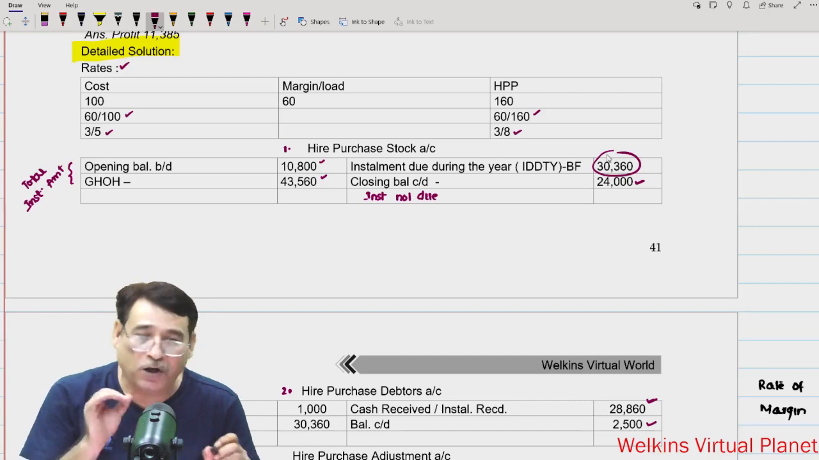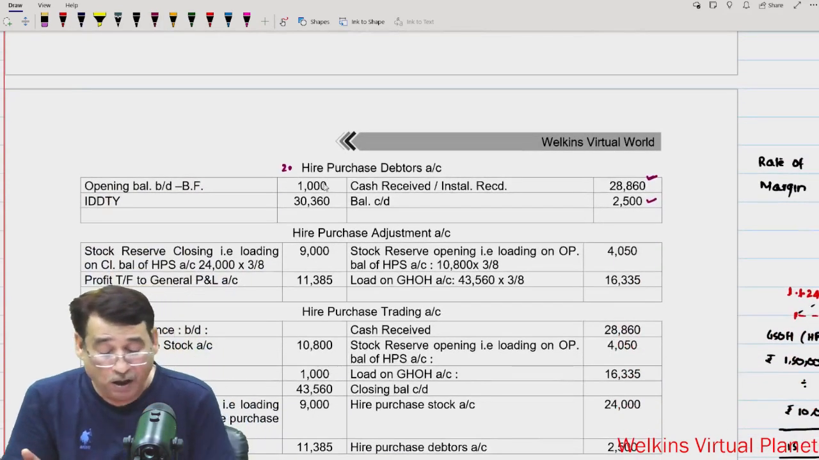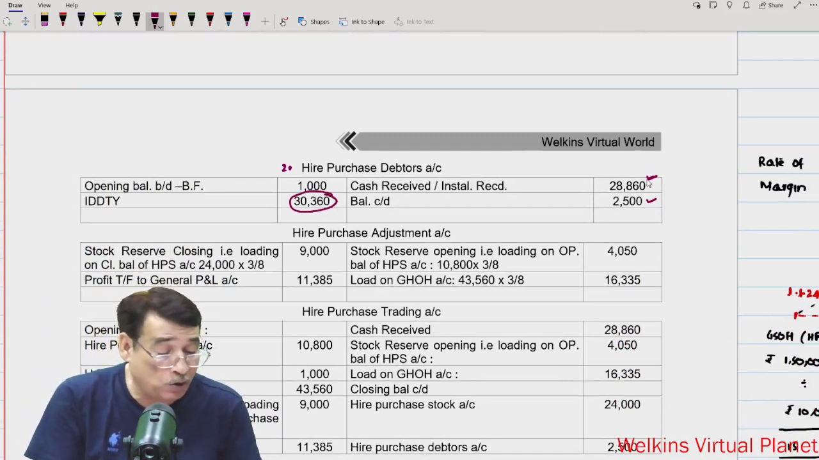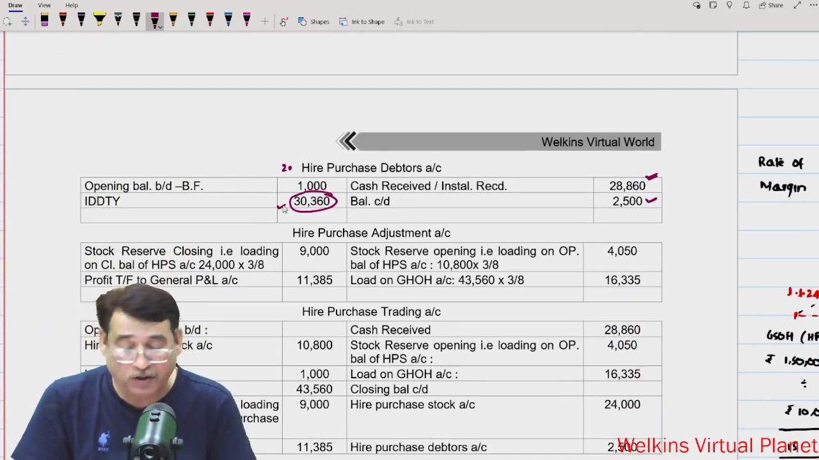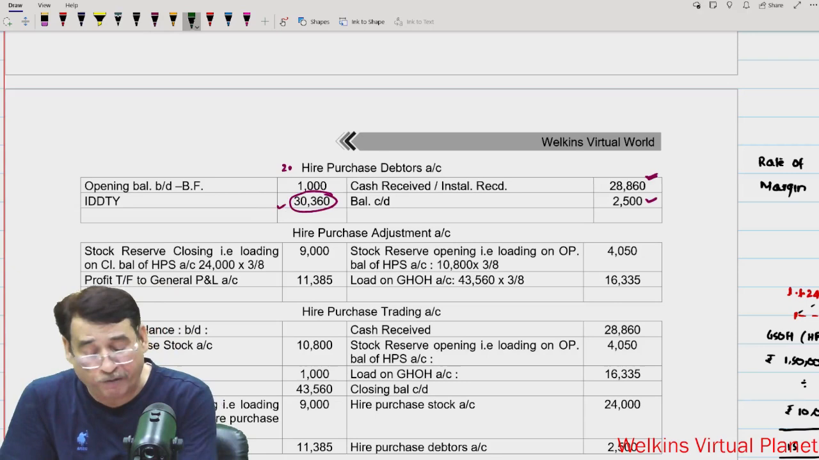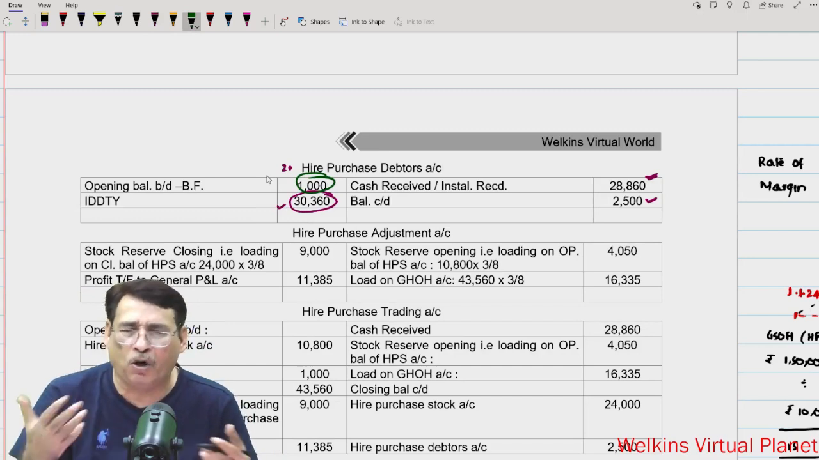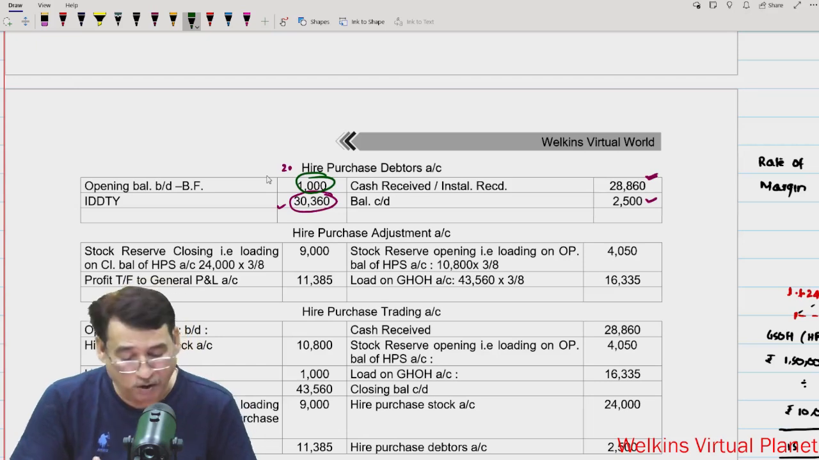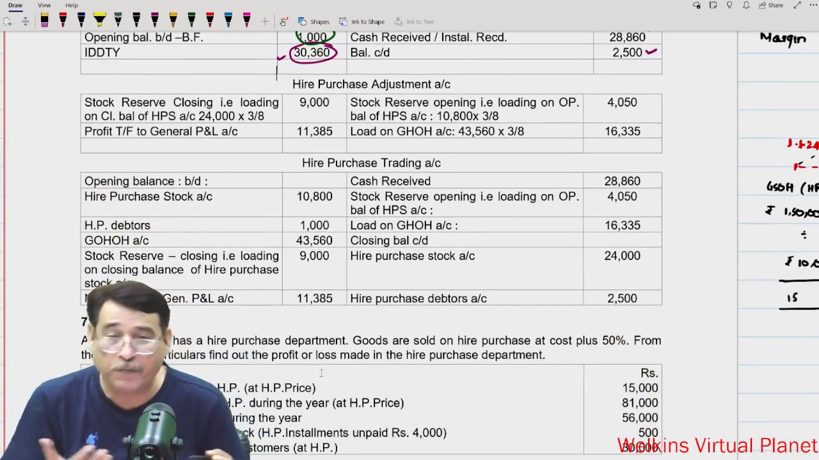So you have found out this figure. I need not tell you where you are going to post it. Now you are going to post it to this account. So now in this account, you have cash received, you have closing balance, and now you have got this item. So 1,000 will become your balancing figure, and this is also commonly referred to as the missing figure. Correct? So now we are in a position to prepare the higher purchase adjustment account and higher purchase trading account.